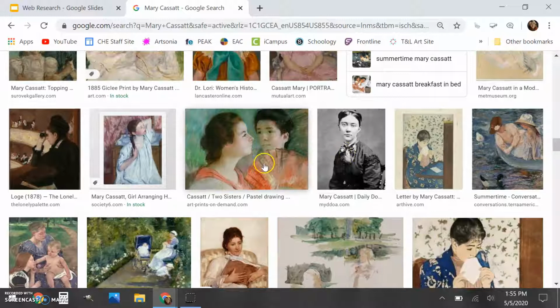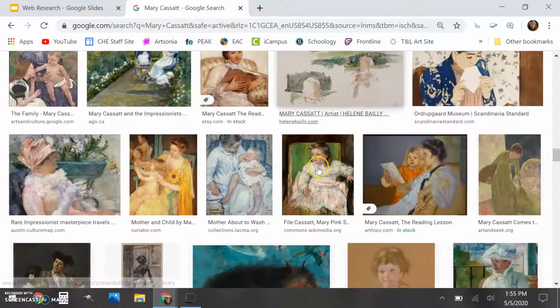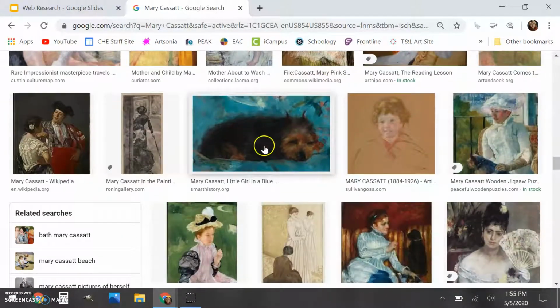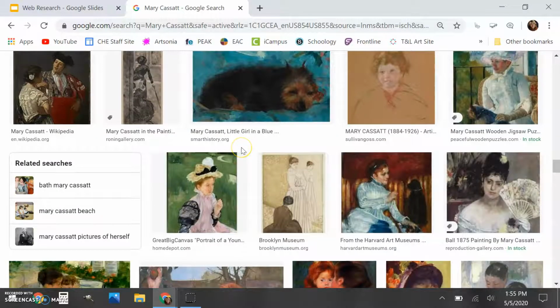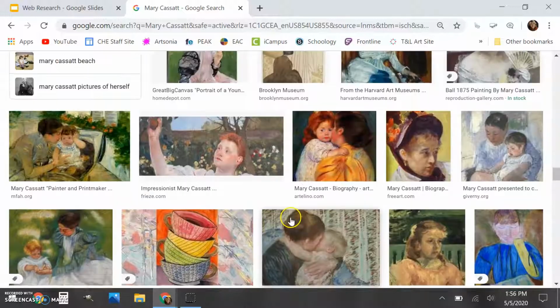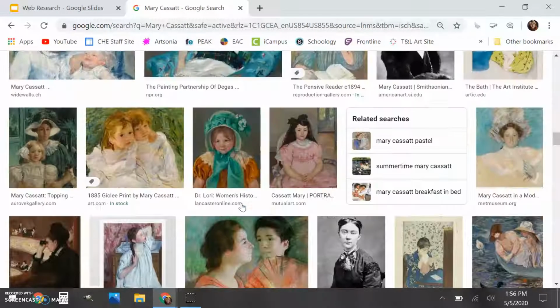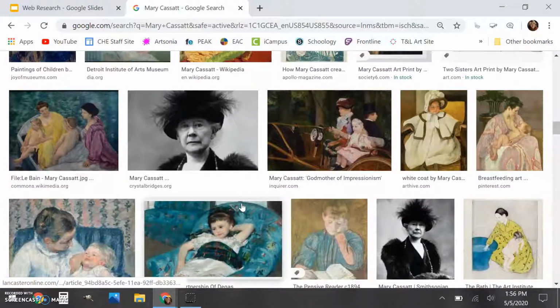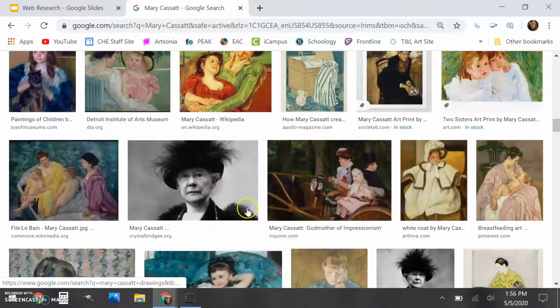So there are some things that are similar to her style and some things that are not actually her work, things that are inspired by her work. So for example, this one is a student artwork inspired by the colors and themes of Mary Cassatt's artwork. So it is a little bit tricky, and you do have to be aware that not every image that you come across in a Google image search is going to be of the artist.